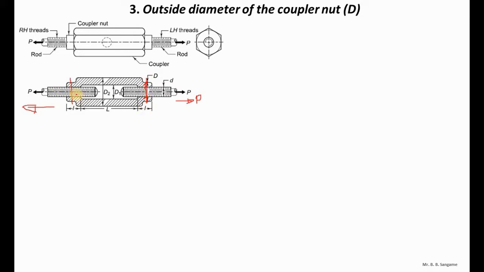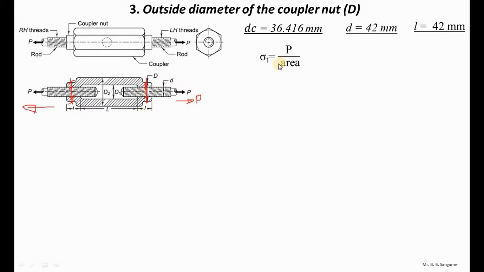So we need to calculate the area under tension. Here the tensile failure of the coupler nut is possible. Once again I am going to take the previous values that we have calculated, that is Dc, d and L. For the design of the coupler nut, I am going to consider the tensile failure of the coupler nut.